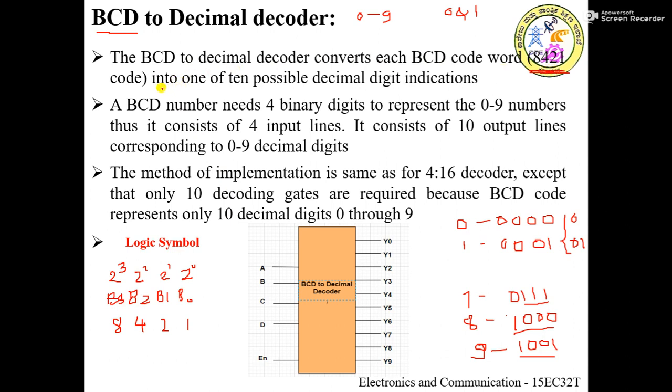Now I hope you understood what is BCD. It means that in order to represent a BCD number, we need at least a 4-bit binary sequence, and a BCD code is also referred to as an 8421 code.